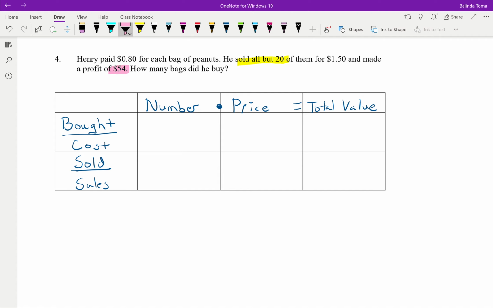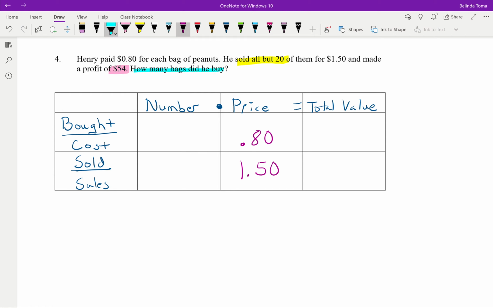So let's go ahead and put in, he paid 80 cents for each. Now here I am going to keep the decimals because I've got $1.50 and then the 54 would be a little bit big, and plus it will show you both ways to do the problem. So I'm going to put $1.50 there, and we know that he sold all but 20 of them, and we want to know how many bags did he buy.